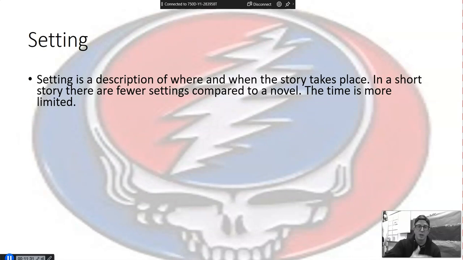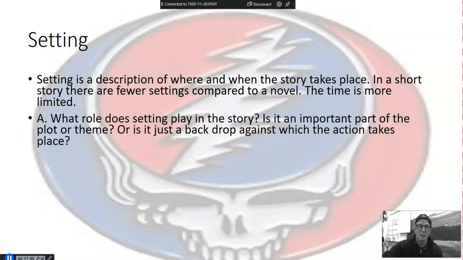Setting. Okay. Setting is a description of where and when the story takes place. In a short story, there are fewer settings compared to a novel. Time is more limited. Setting matters. What role does setting play in the story? Is it an important part of the plot or theme? Or is it just a backdrop against which the action takes place?